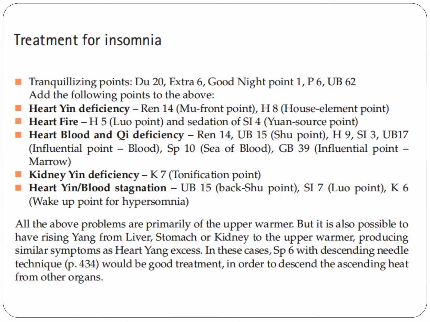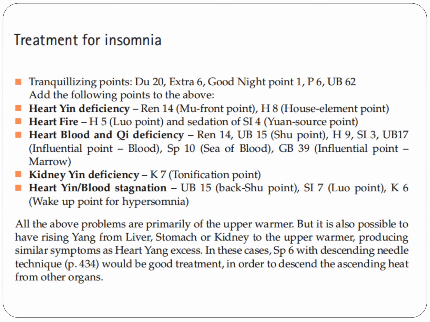Pag ang patient merong heart blood and qi deficiency, we use REN 14, UB 15, the shu point, heart 9, small intestine 3, UB 17, the influential point ng blood, spleen 10, the sea of blood, GB 39, influential point sa marrow. Pag ang patient merong kidney yin deficiency, we use kidney 7, the tonification point. And pag meron naman heart yin or blood stagnation, we use UB 15, the back shu point, SI 7, the luo point, and kidney 6, wake back point for hypersomnia.